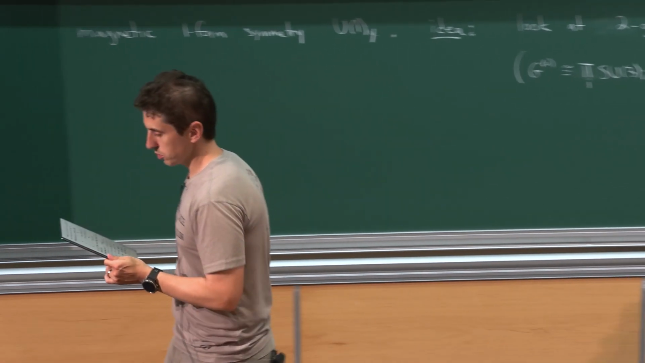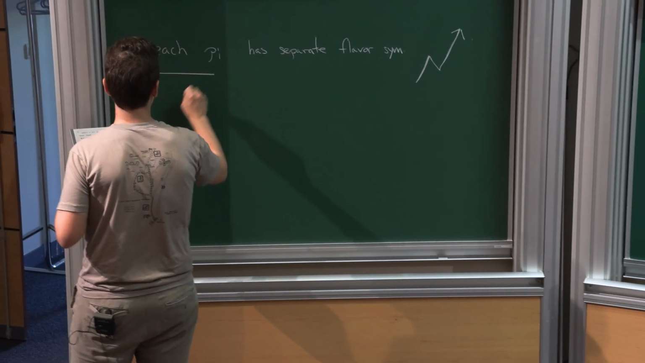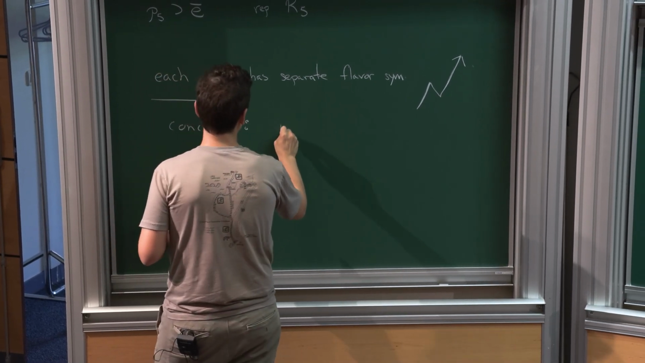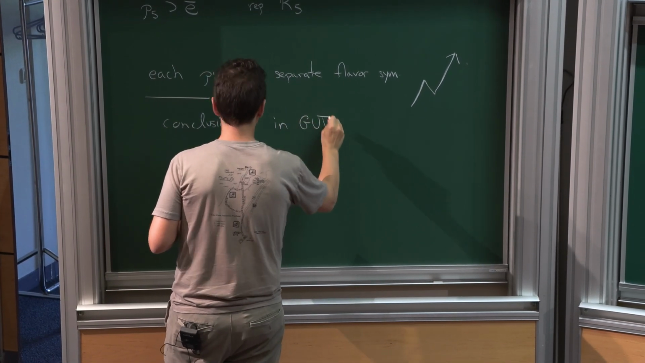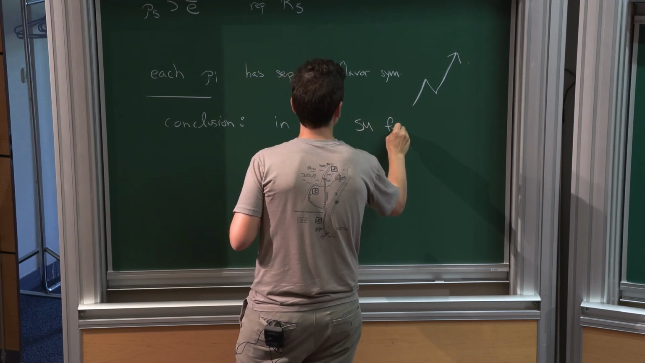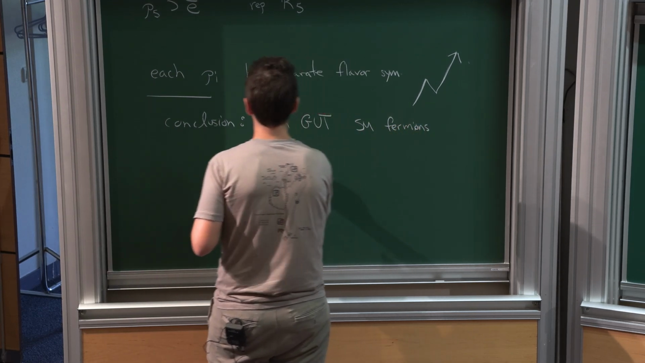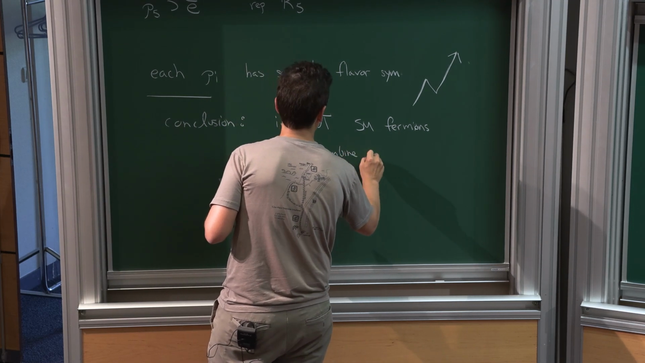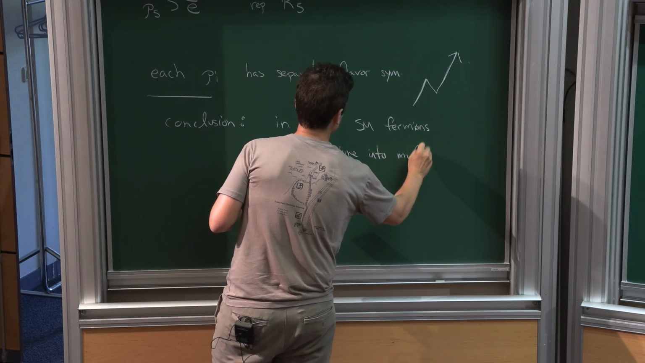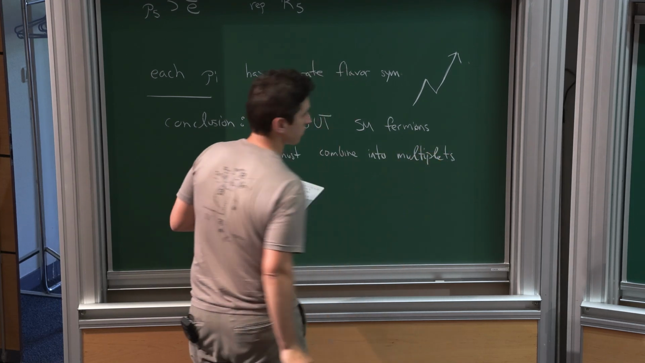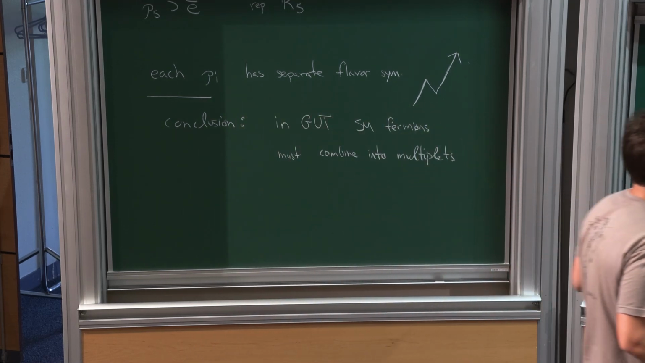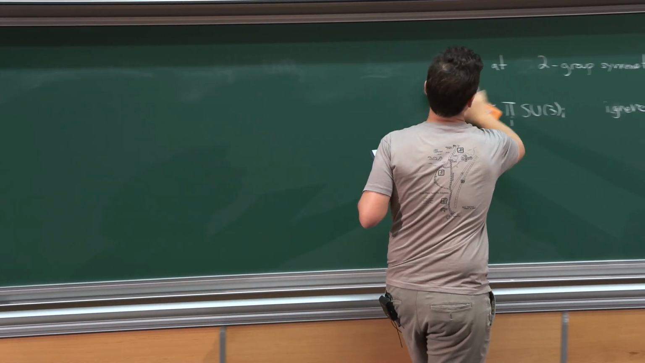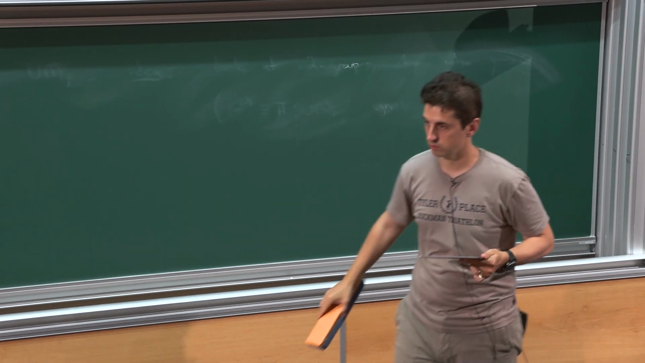Okay, so the conclusion you're supposed to draw is that in a GUT, standard model fermions must combine into multiplets, so that the flavor symmetry gets reduced. Now, let's try to be more specific and see which kinds of combinations are possible.